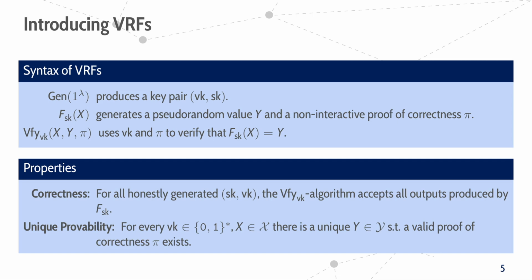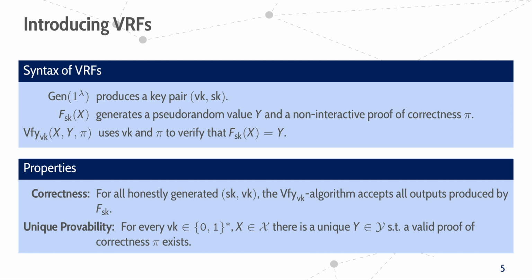We require from a VRF that it is correct, meaning all honestly generated VRF outputs are accepted by the verification algorithm. We furthermore require unique provability from a VRF, meaning that for every input X and every verification key VK, there is a unique output Y for which a valid proof pi exists. Note that we also require this for maliciously generated verification keys, not only for honestly generated ones.